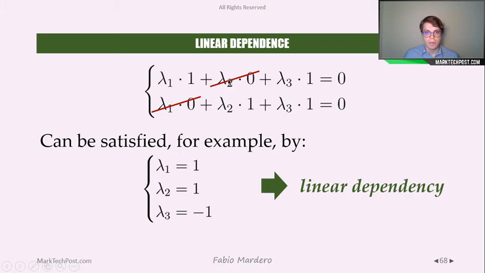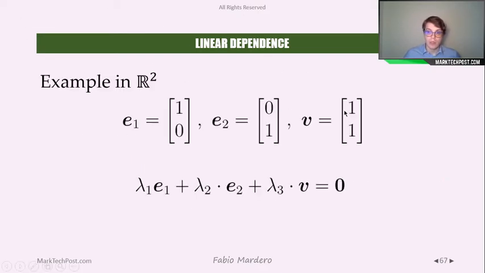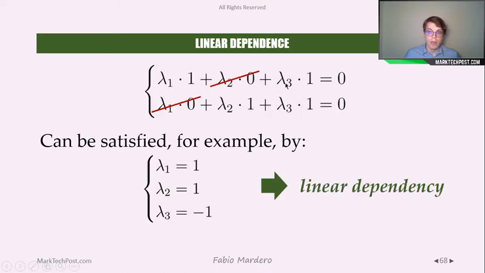Solving this equation is not as simple as before, because now we have this lambda 3 coefficient that is not always multiplied by 0. Before we had V equal to 1, 1. So here we have lambda 3 multiplied by 1 in the first term and in the second term. Here, as before, the components of E1 and E2 equal 0. This system of equations can be satisfied in several ways, taking several values of lambda 1, lambda 2, and lambda 3.